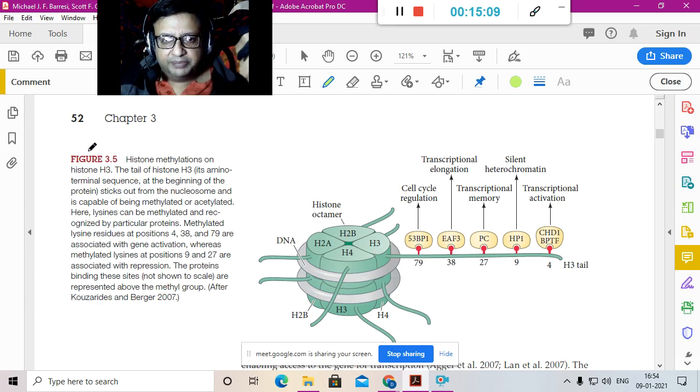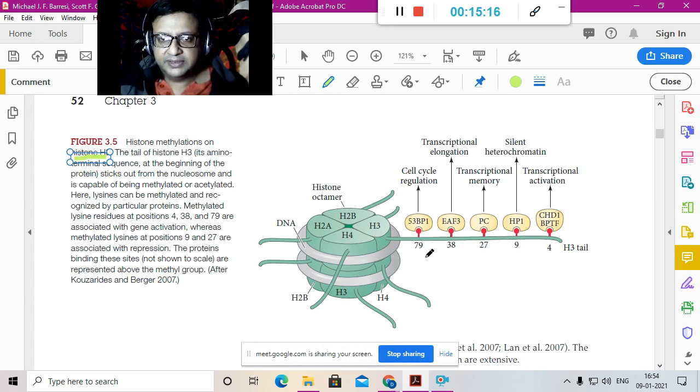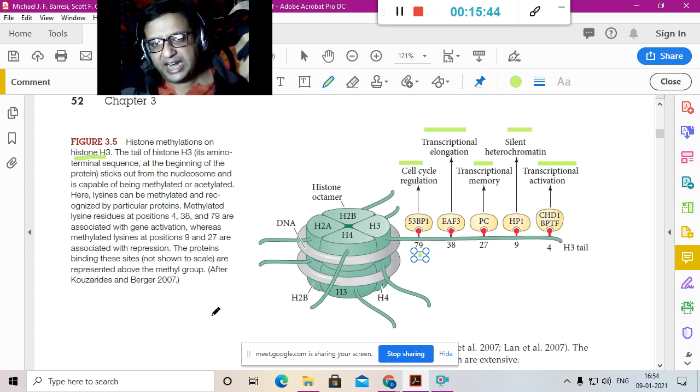So this is a picture of histone methylation on histone H3. So you must practice this diagram. There are some regions on the histone 3 tails where methylation is important: one for cell cycle regulation, one required for transcription elongation, one for transcriptional memory, then there is silent heterochromatin, then transcriptional activation. So all these tails have regions which are important, and these histones are rich in lysine and arginine. They are basic proteins because nucleic acids are acids and bases, they bind.